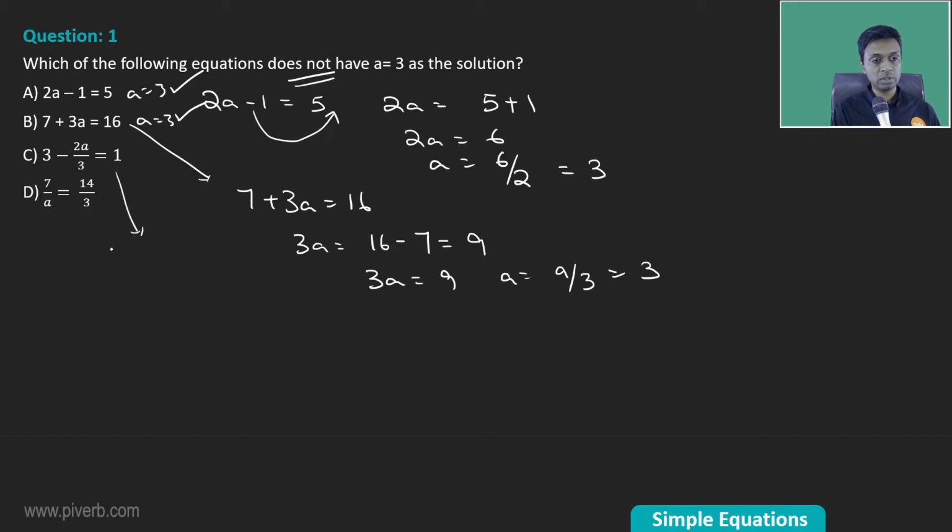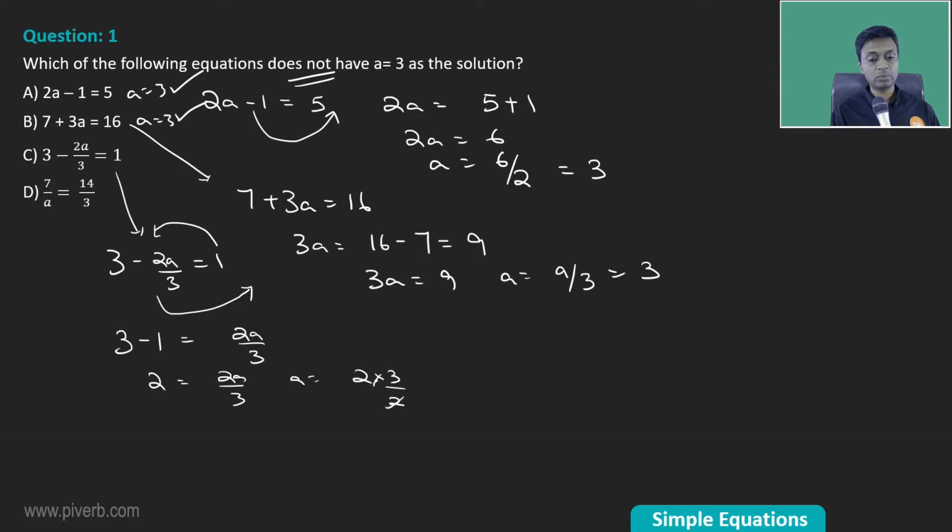Let's do this one: 3 minus 2A by 3 equals 1. Let's bring the 1 this side, 2A by 3 this side. So 3 minus 1 equals 2A by 3. 2 equals 2A by 3. A equals 2 into 3 by 2. A equal to 3 works here also.